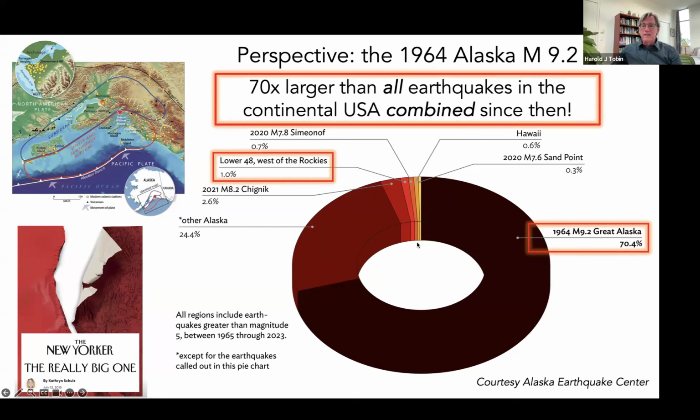This pie chart is just the Alaska earthquake over here in terms of how much magnitude, how much energy was released by the earthquake, how strong was the shaking and everything else. 70 times larger than all the earthquakes in the rest of the USA since 1964, in the last 60 years. That includes Nisqually, that includes all the California earthquakes since then, Utah earthquakes, et cetera. Everything west of the Rockies is just this little sliver right here. Some other big Alaska quakes are this other quarter or so sitting over here.